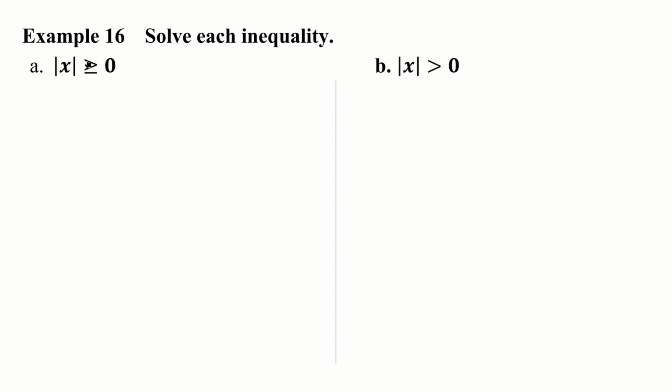How about this one? Numbers whose distance from 0 is either positive or 0. Well, let's think. Any number, right? Any number is going to have a distance from 0 that's either 0 or higher, right? So therefore, what's the solution set here? Yep, you said it. All real numbers.